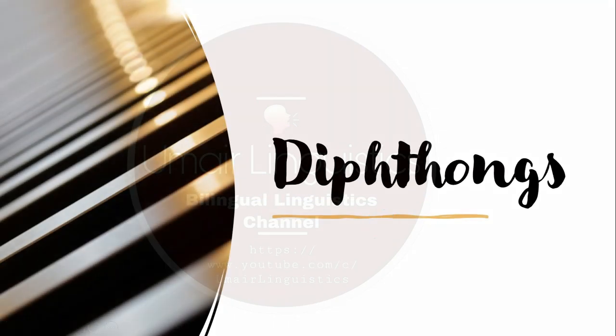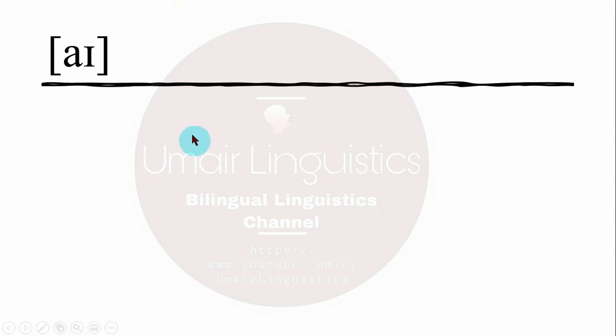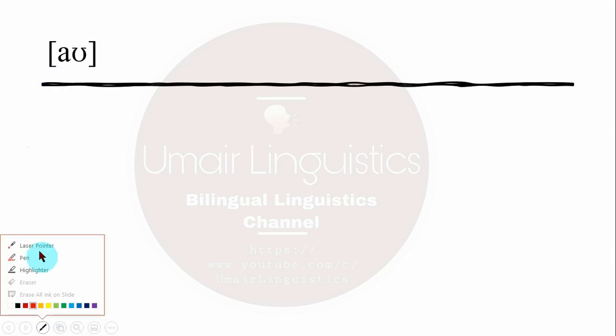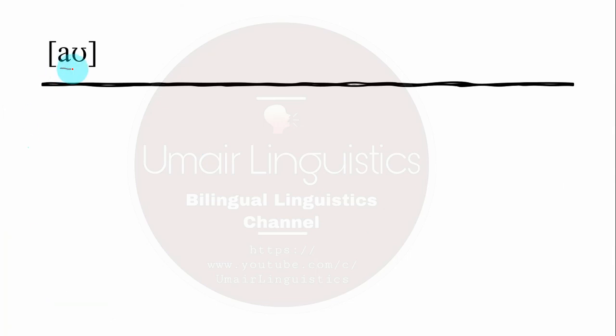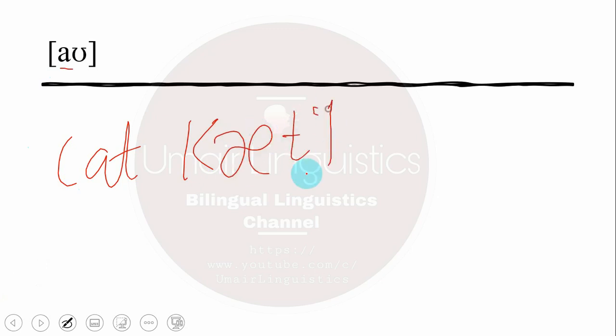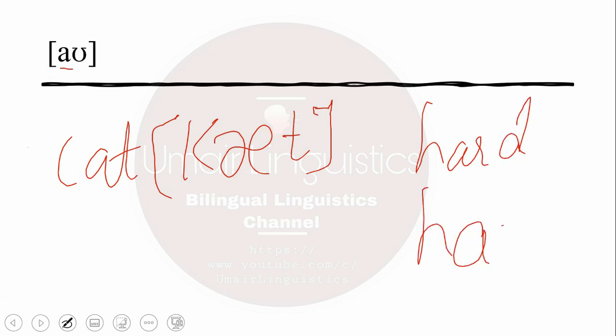Now we shall discuss diphthongs, where the tongue glides without any stoppage from one vowel to another. So first of all, we have this vowel, the first vowel in this word, which is actually in between the two vowels which appear in cat, or you can say in hard, which we usually transcribe in this way, or if American, then in this way.